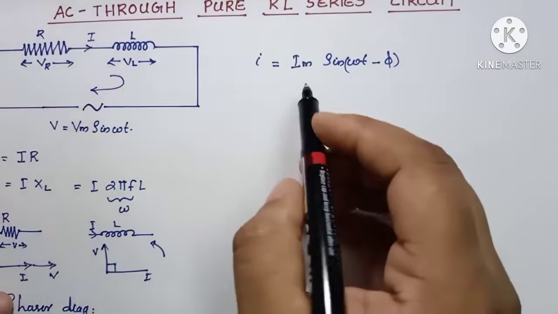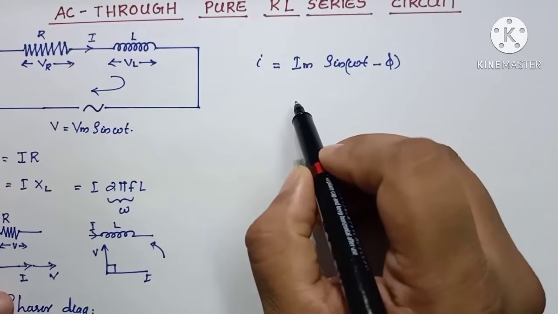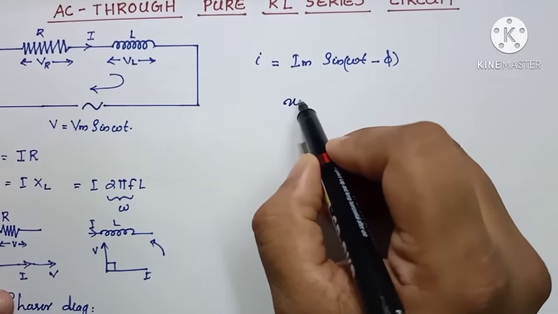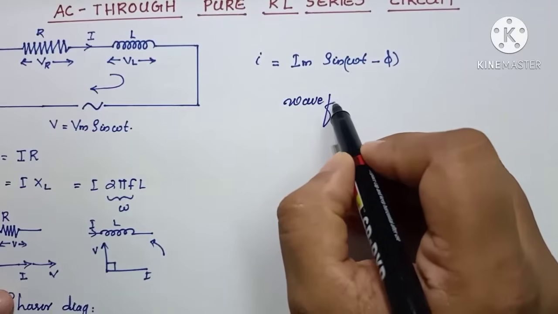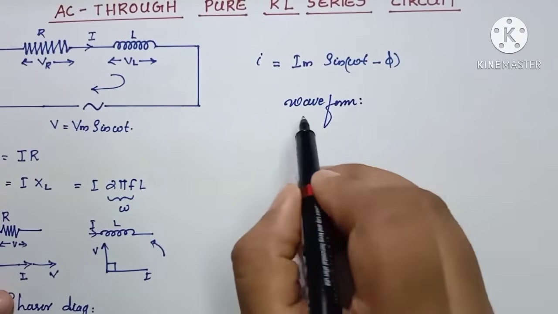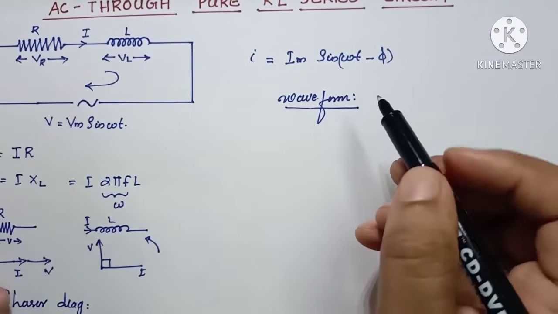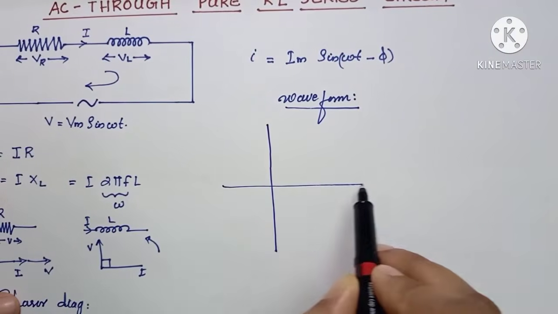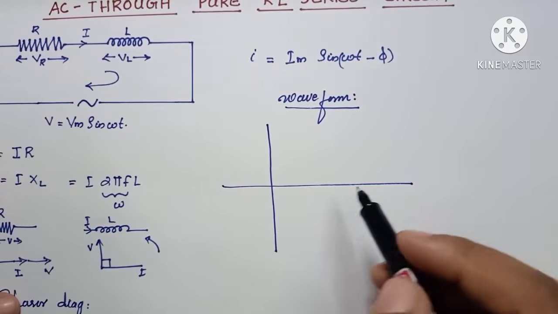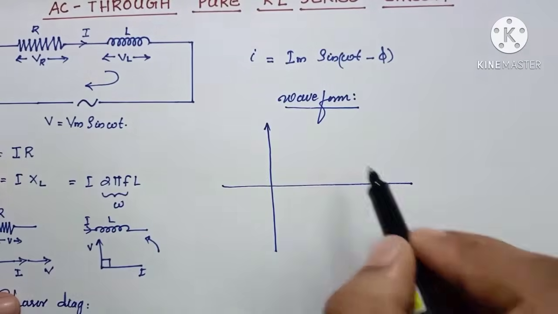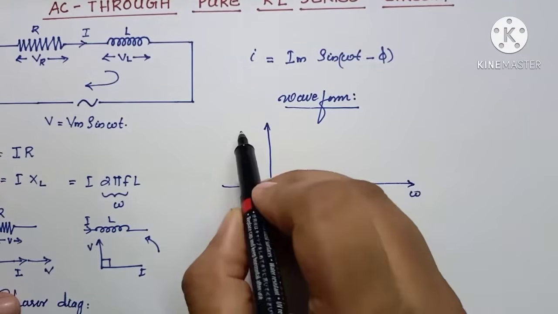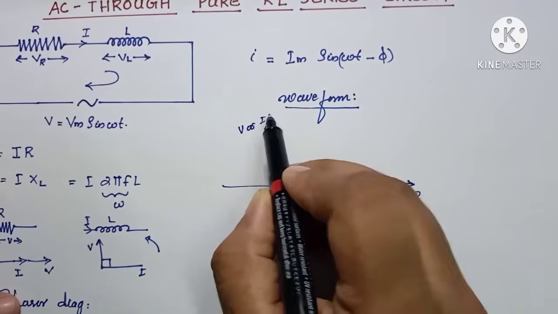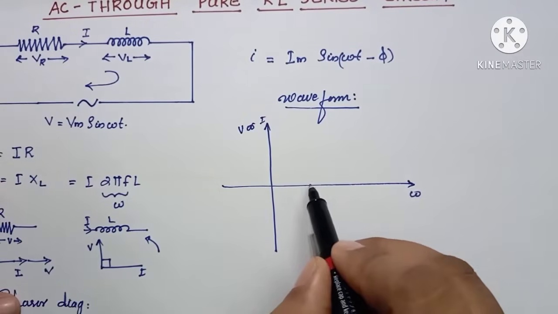Based on this we can draw the waveform also. What will be the waveform? Let us consider that this angle, here it can be omega t, and here voltage or current can be represented.